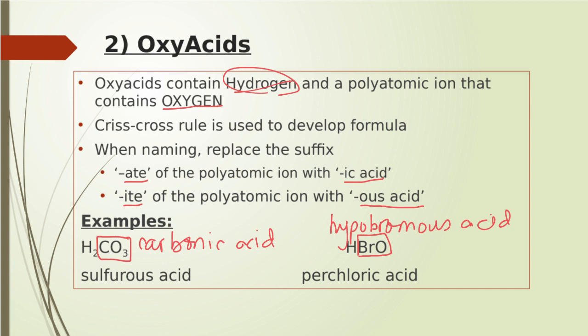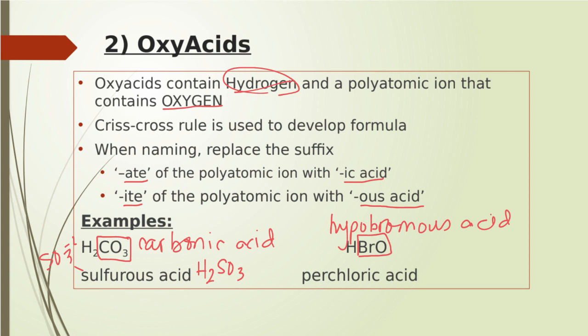Down below, we have sulfurous acid. So we know if it's ous, that the ending would have been an ite. So we know that this would be the sulfite ion. And we look up the sulfite ion, and the sulfite ion is SO3 with a charge of -2. We apply the crisscross rule, and we come up with a chemical formula of H2SO3.